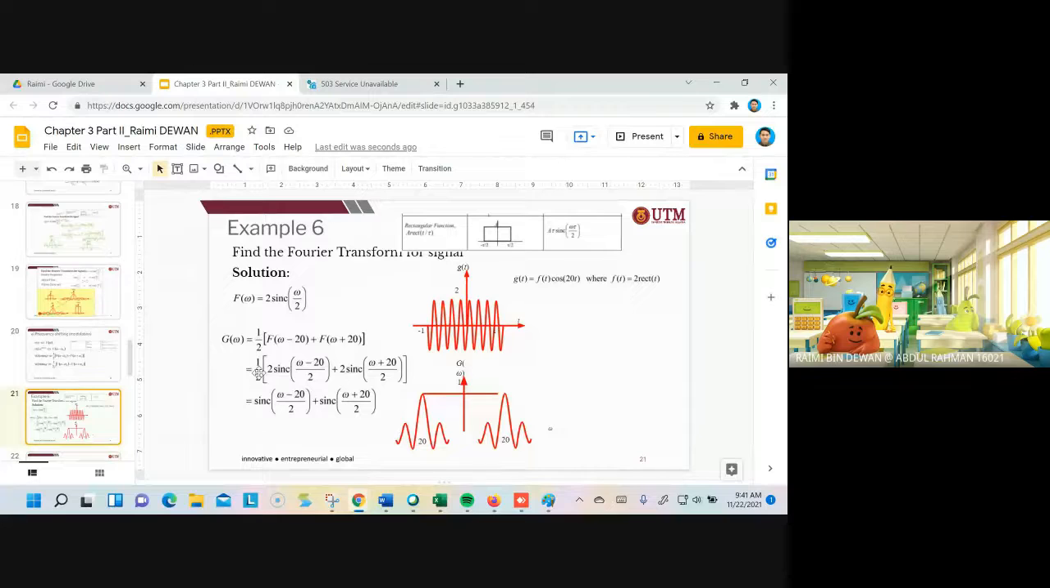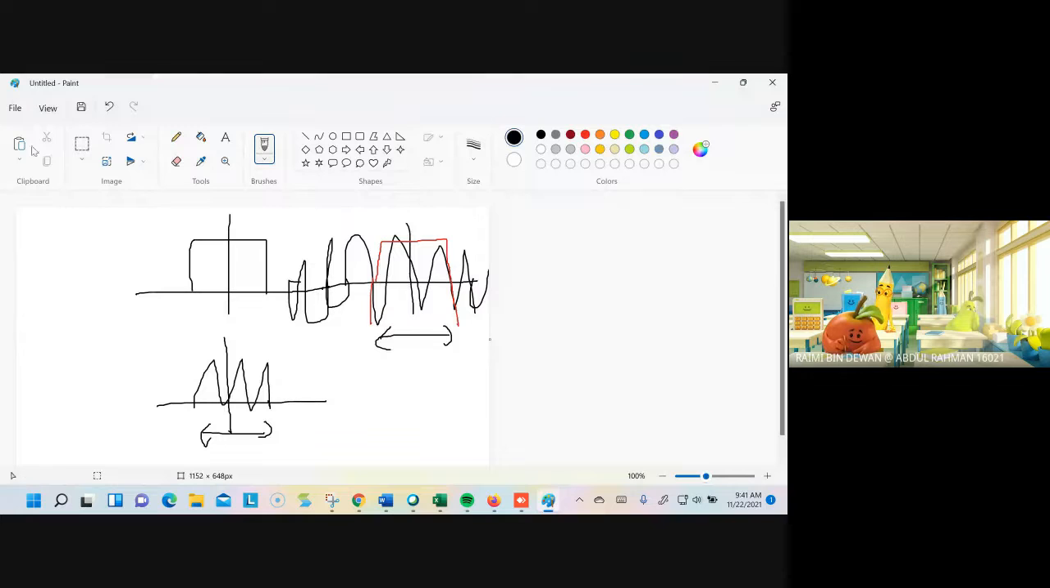Divide by 2 here, the amplitude. But here you can see this one divided by 2 is from the table. So you can see it will be a smaller sync signal, by half, because when we do the modulation.